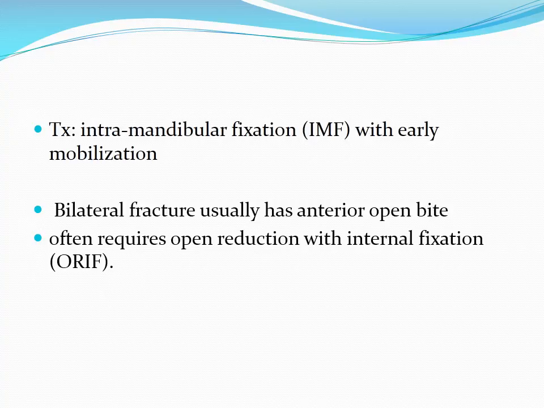Bilateral fracture is usually accompanied by what we call an anterior open bite, and in this one you see that the upper and the lower jaw are not closing together, and this will often require open reduction with internal fixation.